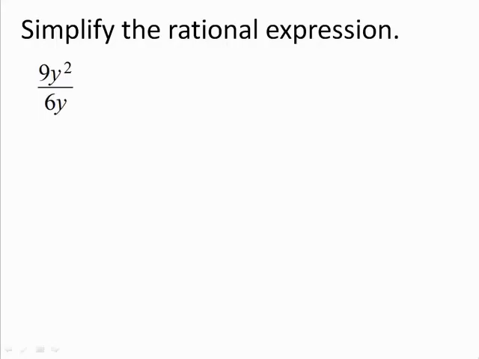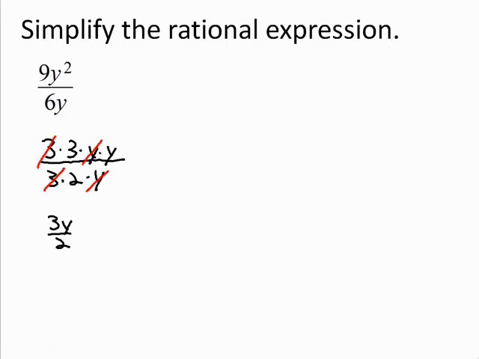Simplify the rational expression 9y squared divided by 6y. Write each factor as its prime factors. 9y squared equals 3 times 3 times y, and 6y equals 2 times 3 times y. There is a 3 and a y in both the numerator and denominator, so they cancel out. You are left with 3y divided by 2.